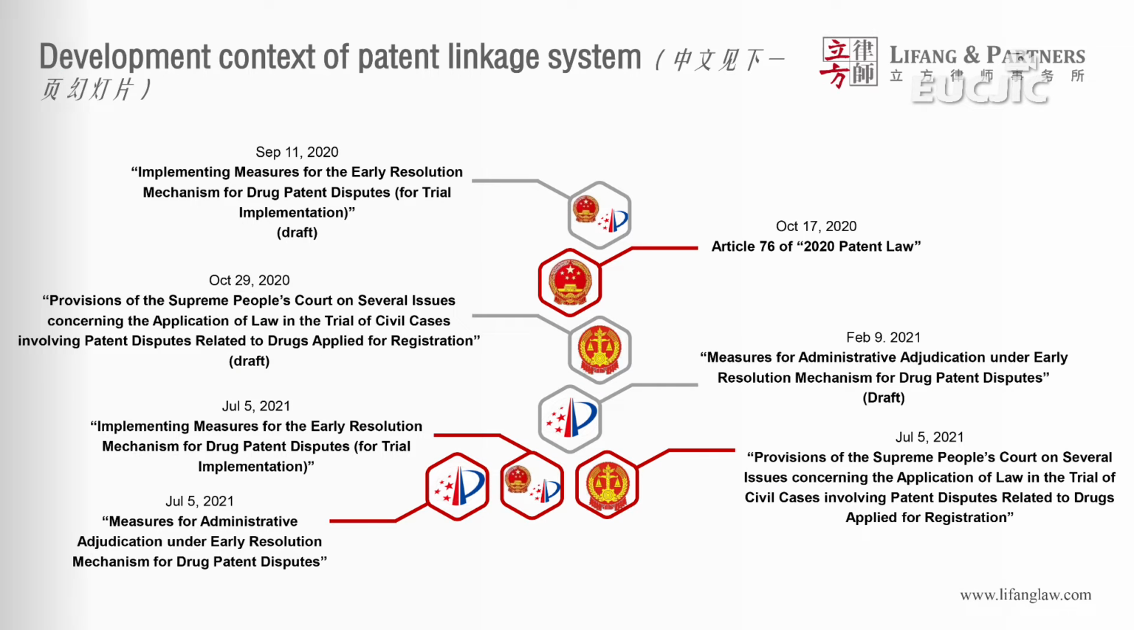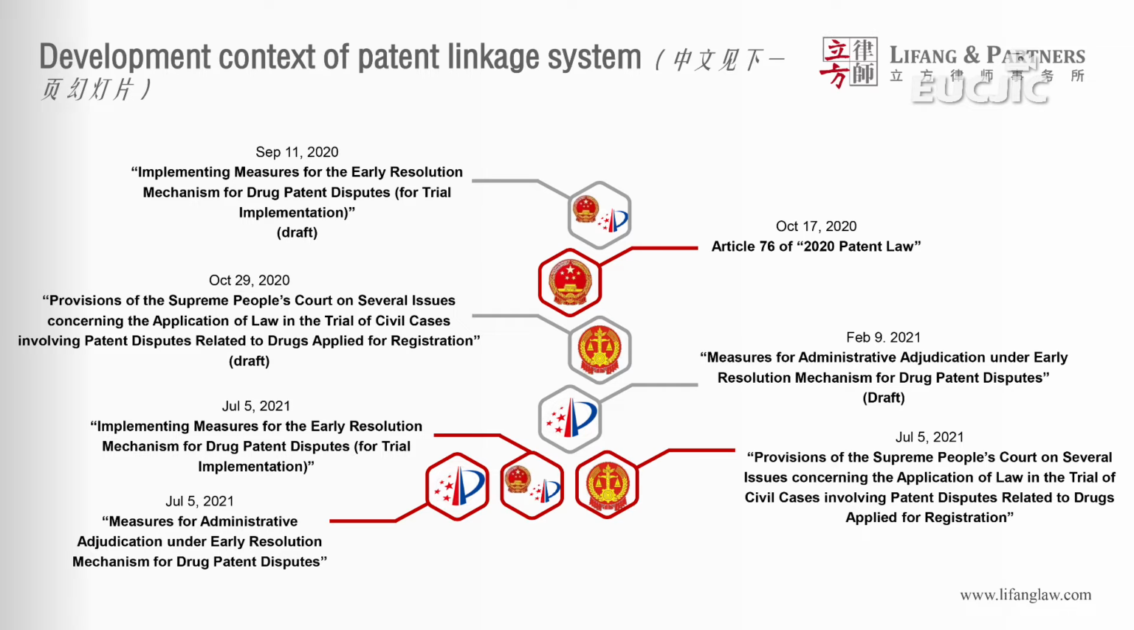This is the development of this patent linkage system. And if you see, this is just a timeline. I think it makes sense for us to highlight the timeline here. You see here, before the final patent law was released, the Patent Office and the Chinese FDA, the NMPA, together already drafted the so-called implementing measures for the early resolution mechanism for drug patent disputes.